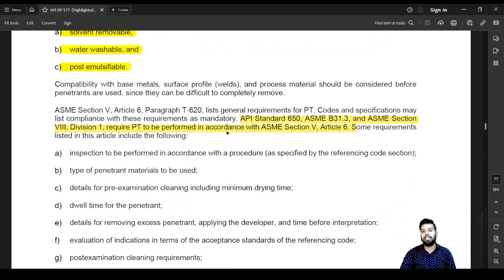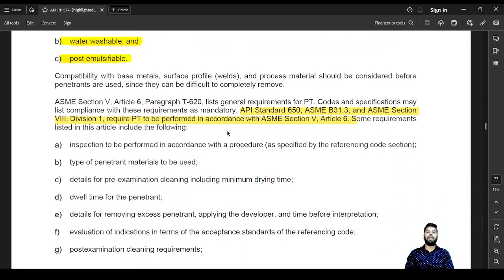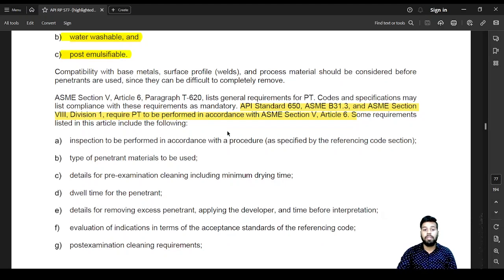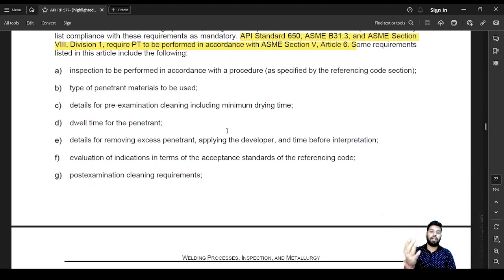ASME Section 5, Article 6 will tell you about the requirements of penetrant testing. API 650, ASME B31.3, and ASME Section 8 Division 1 require PT to be performed in accordance with ASME Section 5, Article 6. Some requirements that are to be followed are listed below. These are the requirements that are to be followed while performing penetrant examination.